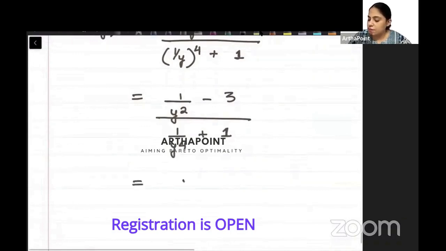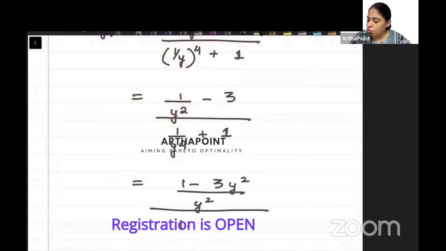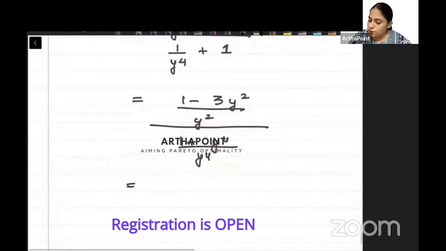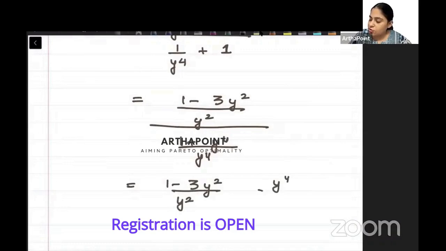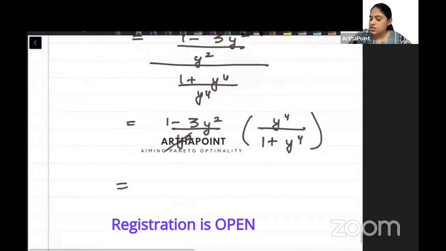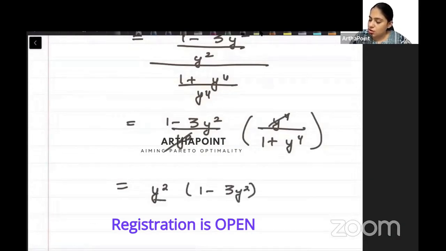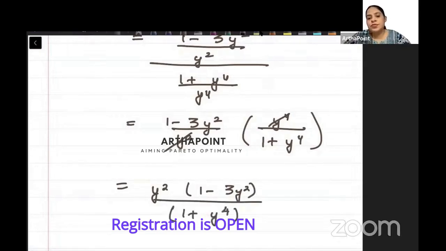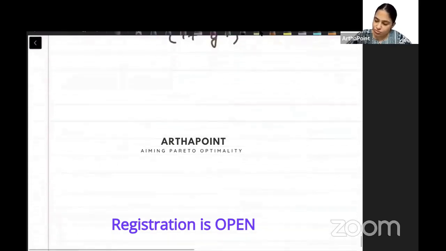What will you get? (1 minus 3y square) by y square upon (1 plus y to the power 4) by y to the power 4. Solve this: (1 minus 3y square) by y square into y to the power 4 upon (1 plus y to the power 4). This and this cancel, so y square (1 minus 3y square) upon (1 plus y to the power 4). So this will be f of 1 by y. Okay, let's take one more question.